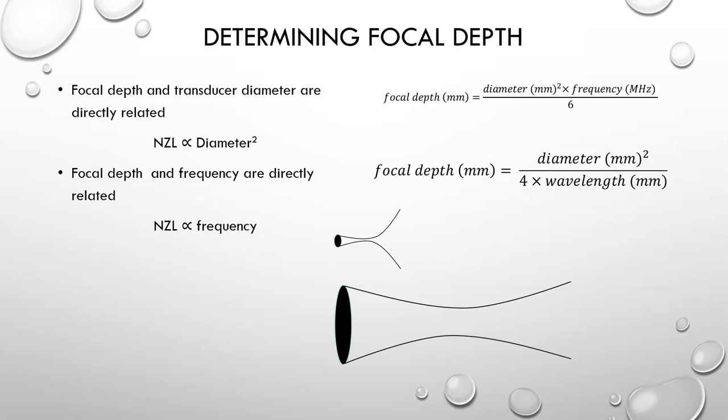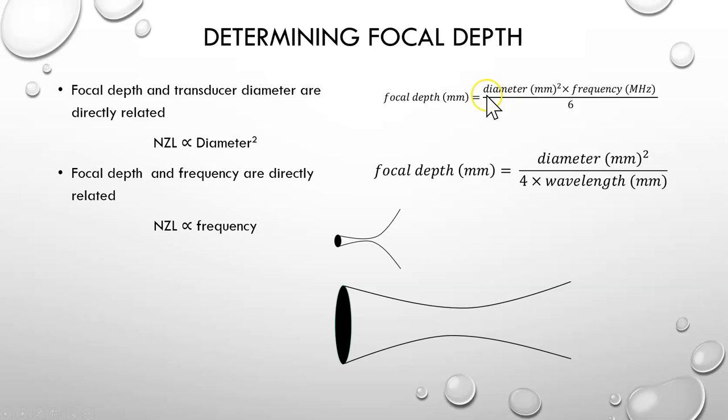So the near zone length is proportional to the diameter of the crystal squared. So as we double the diameter of the crystal, the near zone length will go up by 4. If we triple the diameter of the crystal, the near zone length will go up by 9. Focal depth and frequency are directly related, so the near zone length is directly proportional to the frequency.